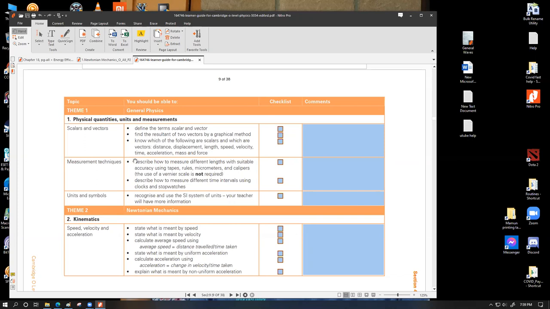So first thing, physical quantities and measurement, scalars and vectors. Define the term scalar and vector. You know this definition. Scalar only has magnitude, whereas vectors have magnitude and direction both.